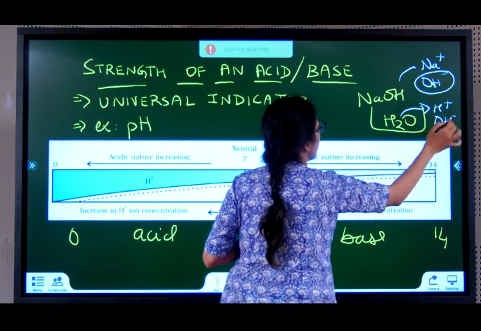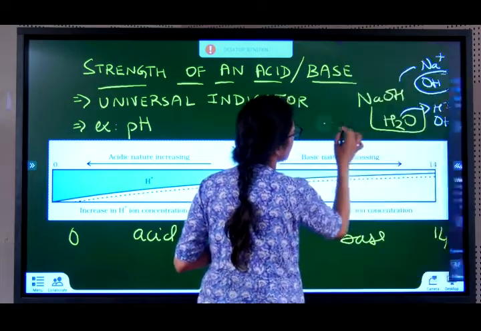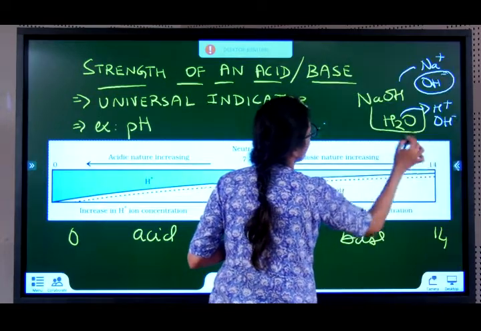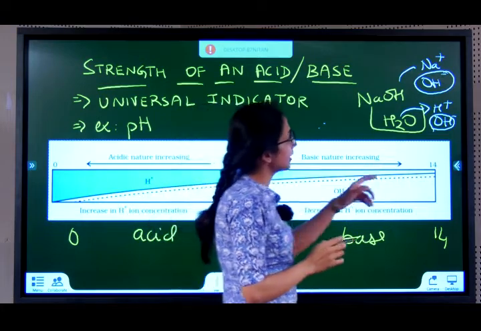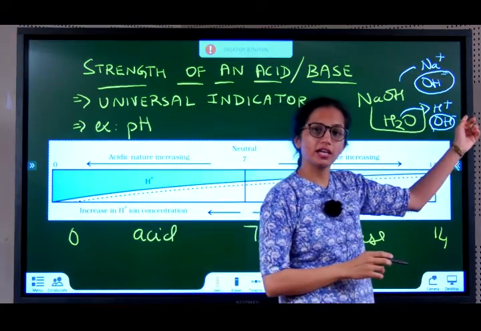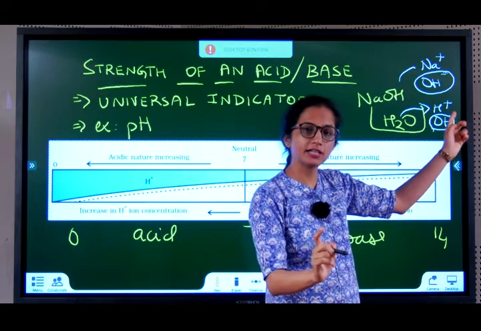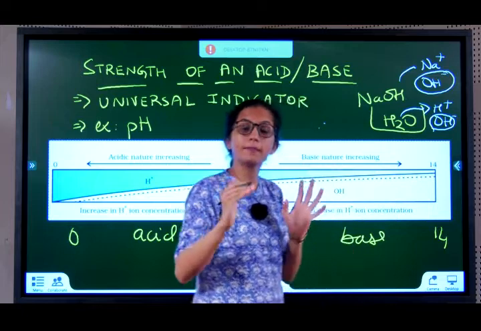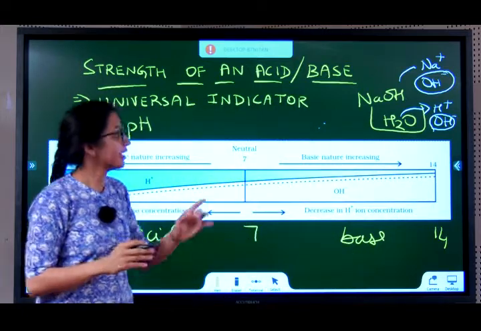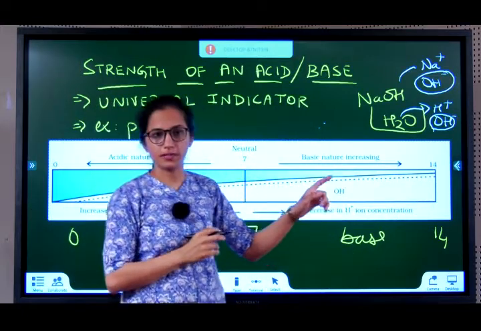No doubt OH minus ions are more. But does it mean H plus ions are not there? No, even H plus ions are there. But OH minus ion concentration is more. So even though it's a base in water, there will be presence of H plus ions.